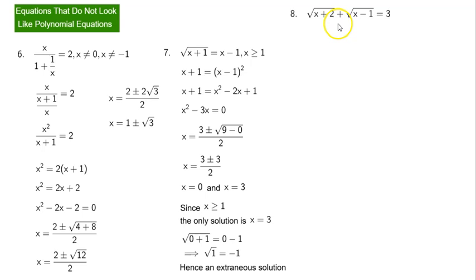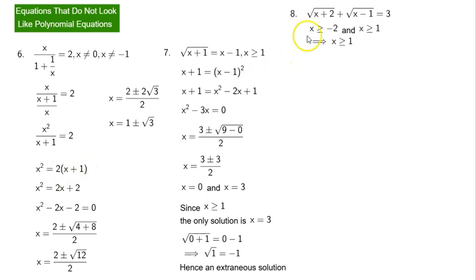Square root of x plus 2 plus square root of x minus 1 equal to 3. Now restrictions are not given. So let's see whether it is really required or not. We have square root of x plus 2. The square root symbol, when we use, means we are talking of real square roots, not complex. So here x plus 2 has to be greater than or equal to 0, and x minus 1 has to be greater than or equal to 0.